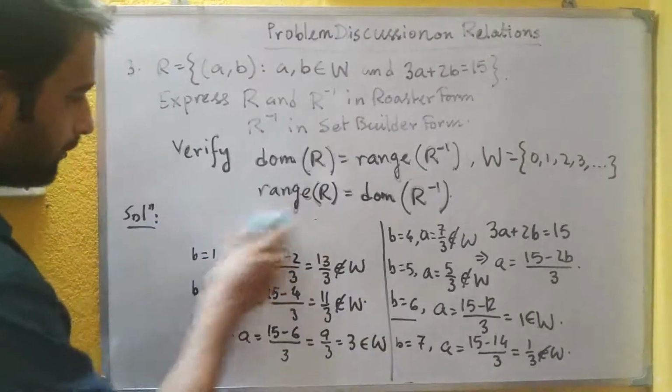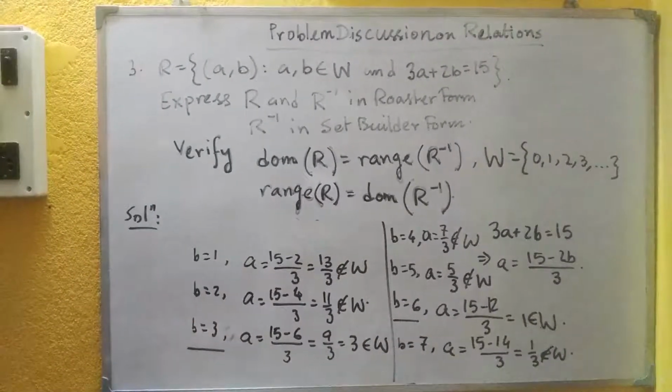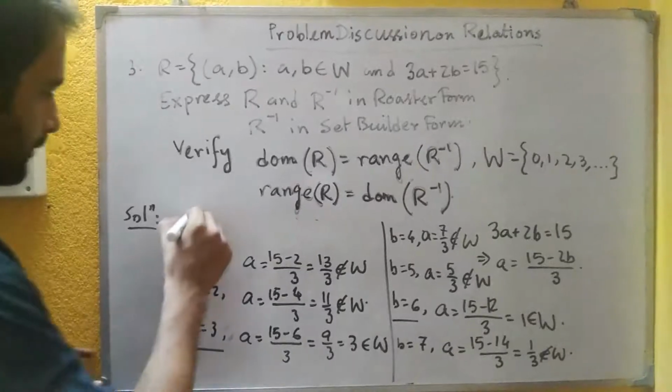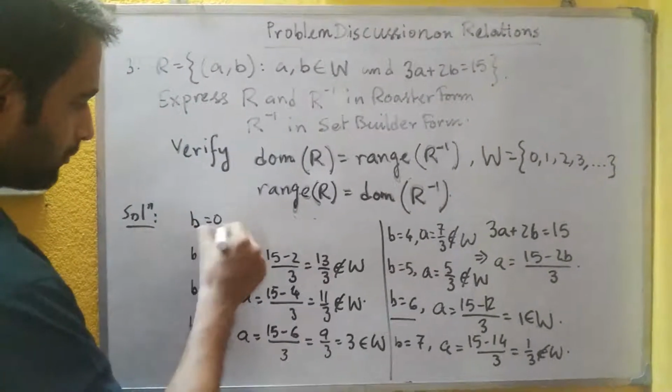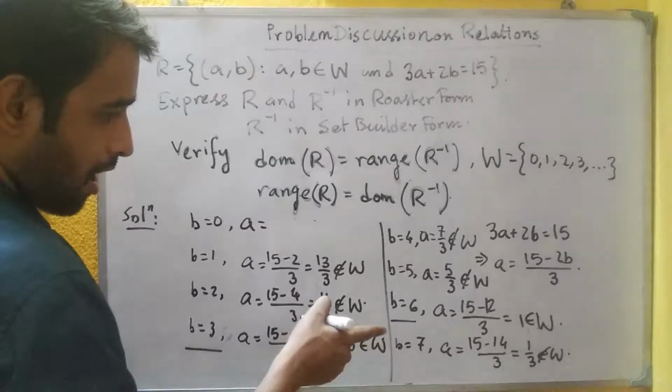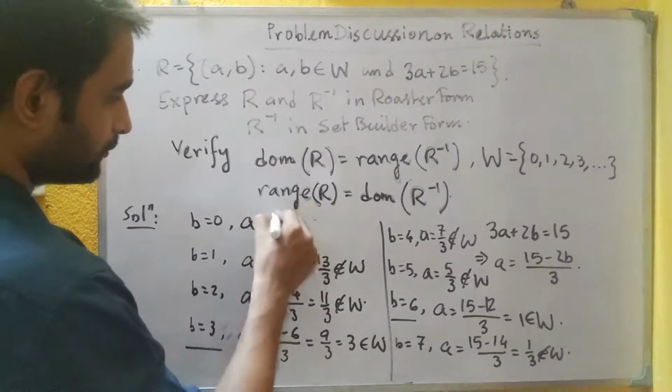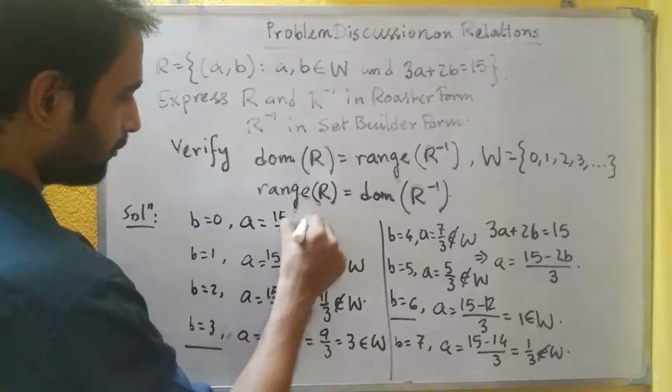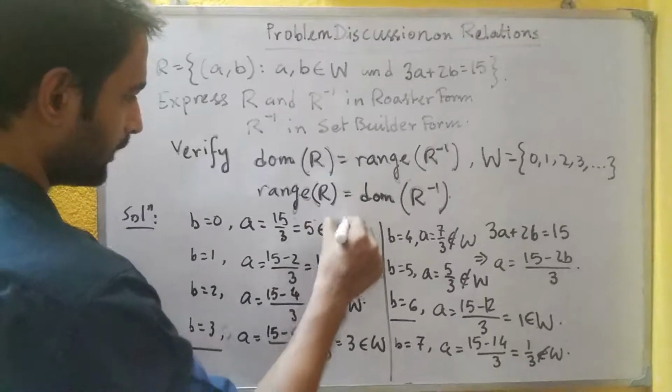So let us see what is coming. Erase this one. b equals 0 means a equals 15 by 3, which means 5, which is in the set.